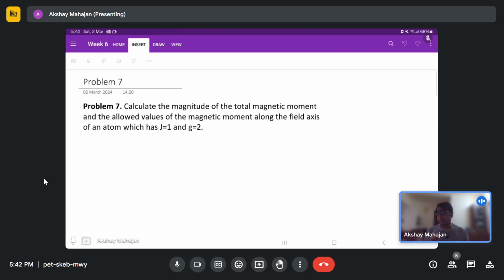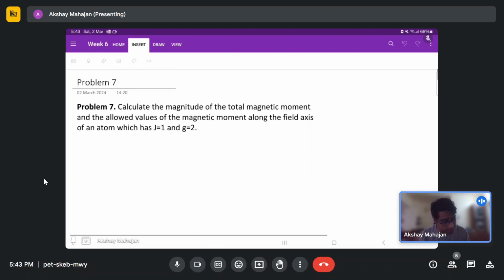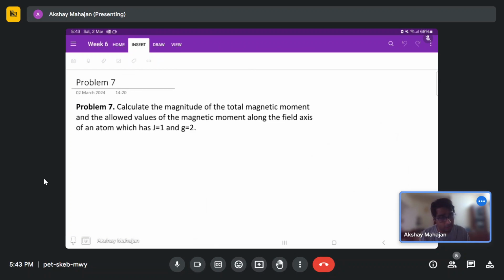Okay, now let's go to problem number 7. The next two problems are also related to Hund's rules only, but a little bit more. We need to find the other stuff using LSJ.